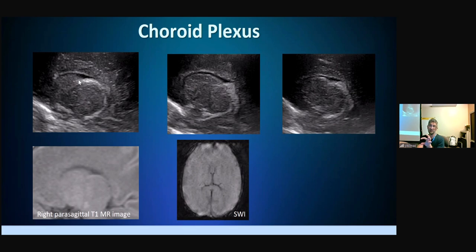indents into the groove, but not as much as you can see here. That's the normal extension. And that's not hemorrhage, because we did an MRI for the same patient and we proved that there is no hemorrhage. So that's the normal extension of the choroid plexus and normal appearance.